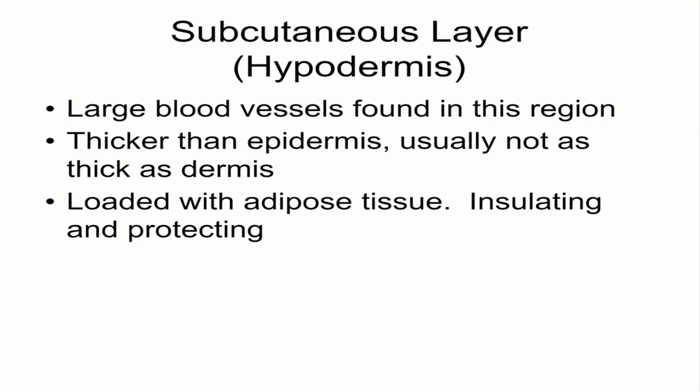And then just wrapping up the layers of the skin with the hypodermis. So we have the epidermis, which is the outermost layer, the dermis, which is the middle layer, and then the hypodermis, which is the underneath layer. This is where we have large blood vessels. So if you've ever had to have blood drawn, this is where they're going to get that blood from. They're going to feel for the blood vessel in your hypodermis. This is much thicker than the epidermis, but it's usually not as thick as the dermis. It's loaded with adipose tissue, and it's really there for insulation and protection.